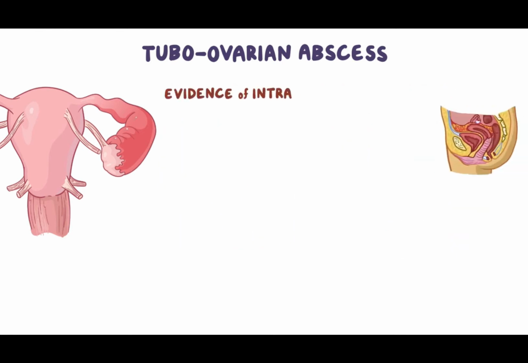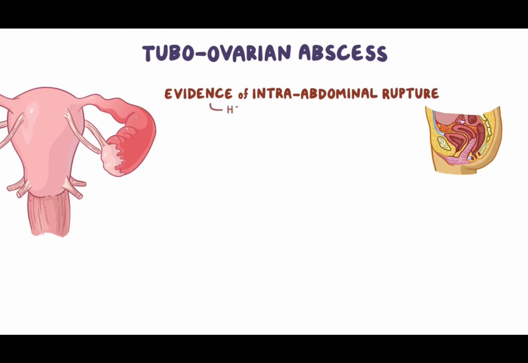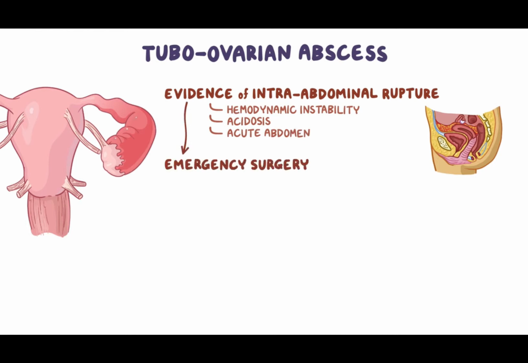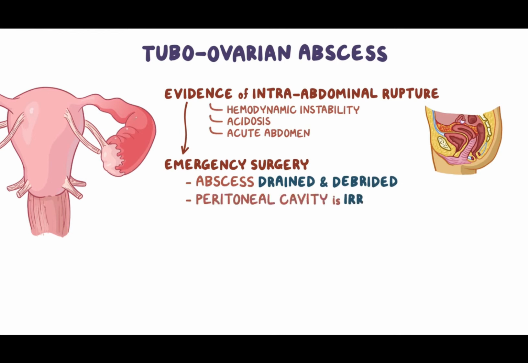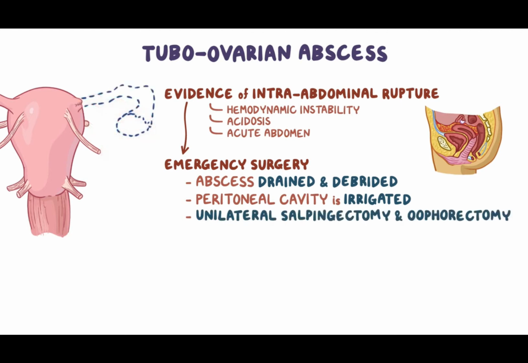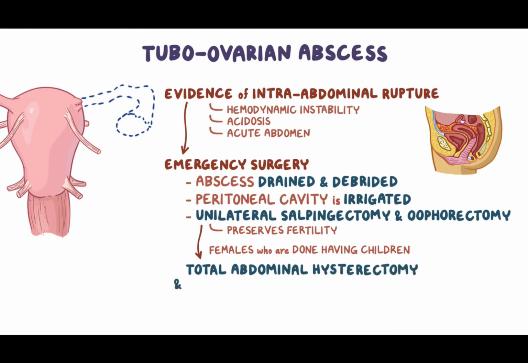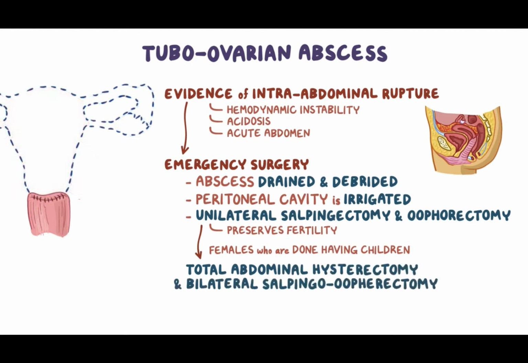If there's evidence of intra-abdominal rupture of the abscess, like hemodynamic instability, acidosis, or an acute abdomen, then emergency surgery should be done. That's where the abscess is drained and debrided, and the peritoneal cavity is irrigated to wash out the infection. After that, a unilateral salpingectomy and oophorectomy is usually performed in most females, which preserves fertility. In acutely ill females who are done with having children, a total abdominal hysterectomy and a bilateral salpingo-oophorectomy can be done.